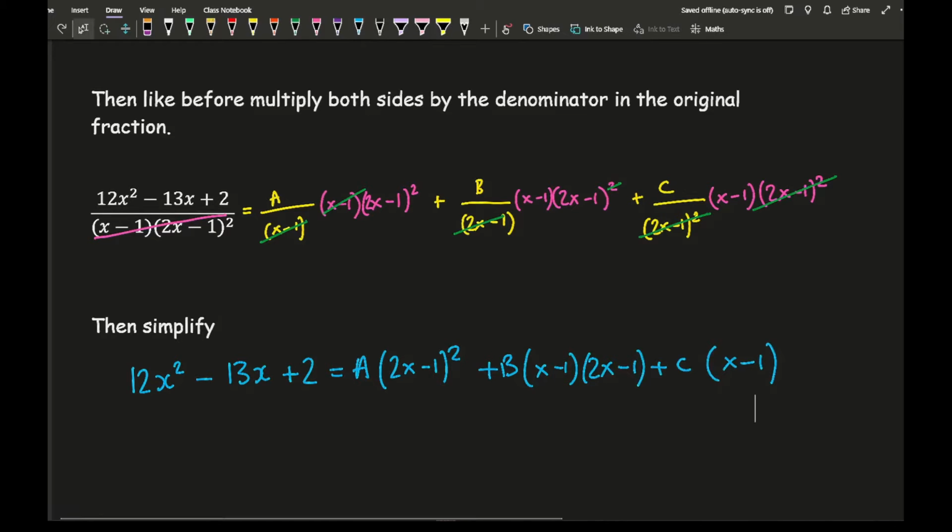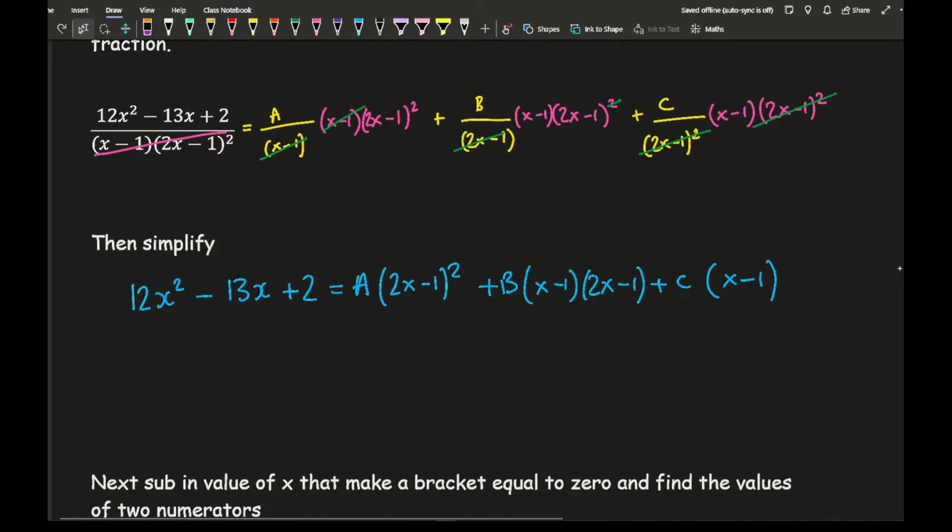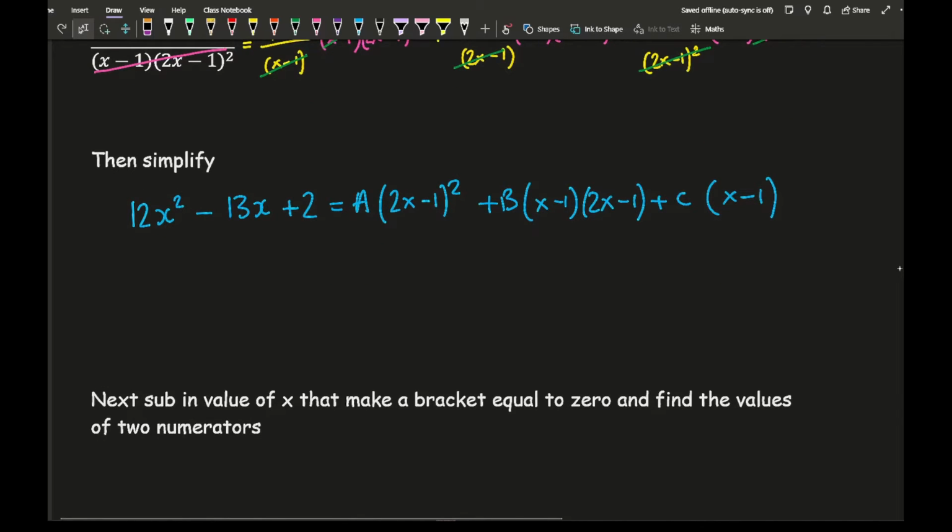Now from this, what I can then do is go on to work these out. So what I then need to do is find the values, substituting values that make the brackets equal to 0.